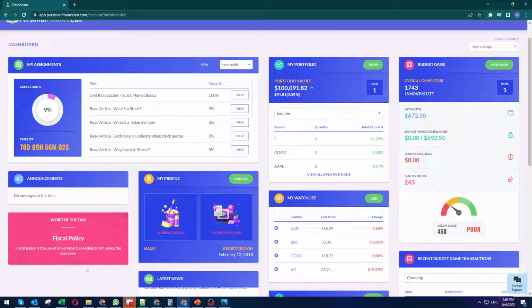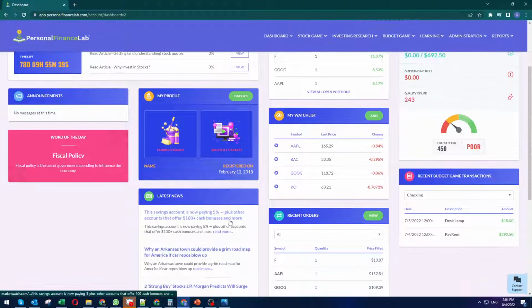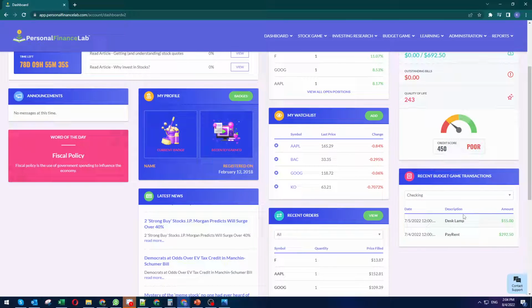We always have words of the day, so students have a little bit more to learn every time they come back to the site. My profile here has my badges. Like I said, students can earn badges by completing certain tasks throughout the platform and improving their subject mastery. I have the current badge that I'm showing off on all the rankings pages, and I also have the badge that I most recently earned. I got this one from completing a certain number of tutorials. There's also more information about watch lists for the stock game, transactions from the budgeting game, and all kinds of other stuff.